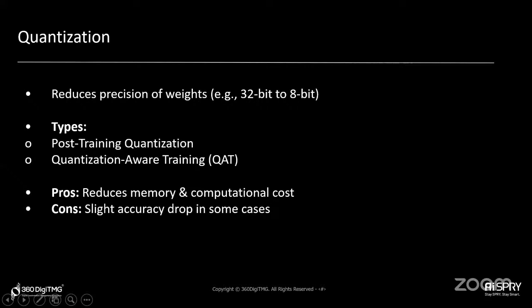Post-training quantization will convert a trained model to lower precision, often with a smaller calibration set, which is used to adjust the parameters. Then we have quantization aware training, which simulates the quantization effects during training itself, often leading to better accuracy in quantization. The pros are that it will reduce memory and computational cost. The con is a slight accuracy drop, which can be seen in some cases.